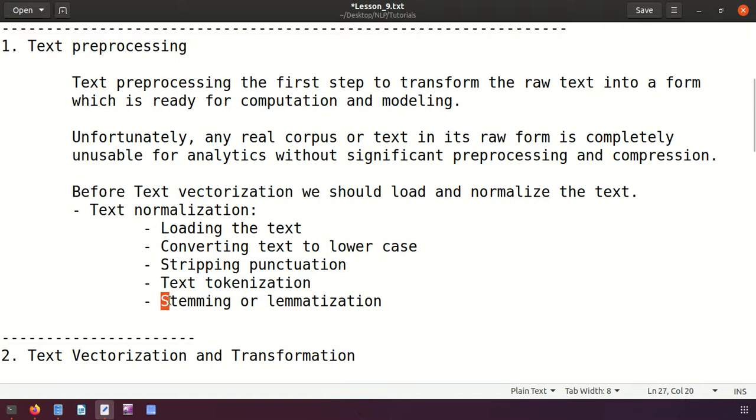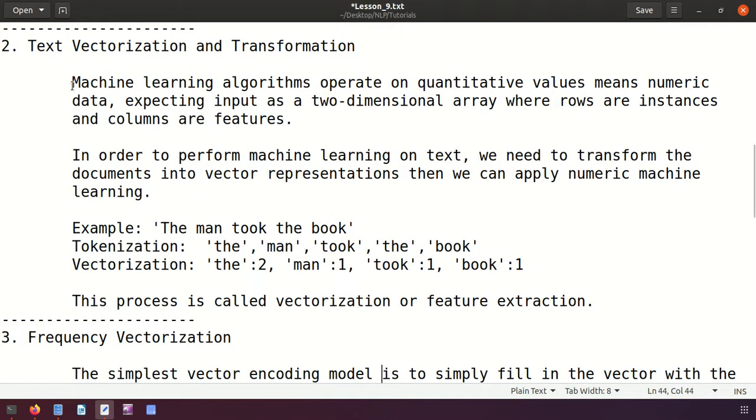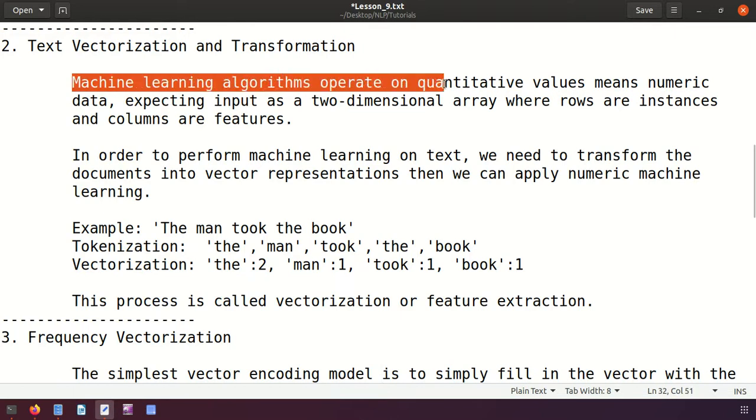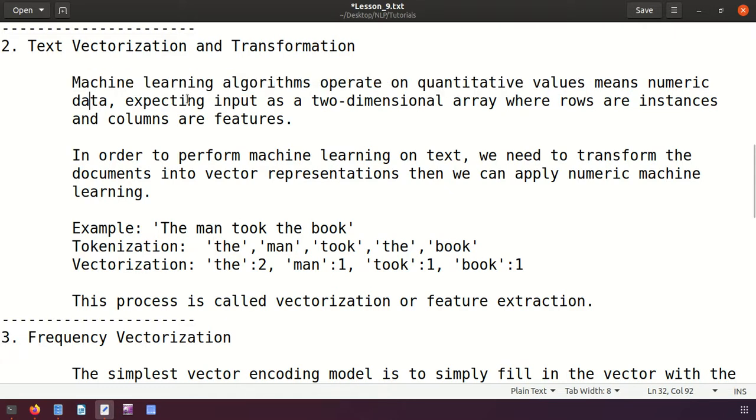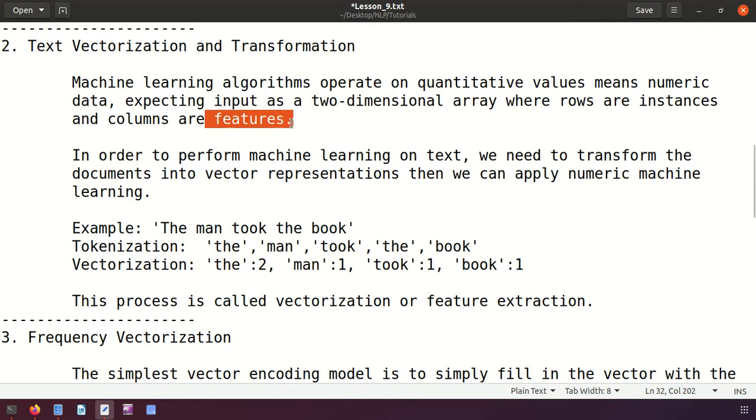And then we will be applying stemming or lemmatization. And you know the difference between stemming and lemmatization. Here the word will be converted into root. The root may or may not be meaningful in stemming, but in lemmatization the root is always meaningful, right? Now let's see the second step, which is vectorization. As we discussed, machine learning algorithms operate on quantitative values, meaning numeric data, expecting input as a two-dimensional array where the rows are instances and columns are considered as features or predictors, or we call it an input for the model, right?